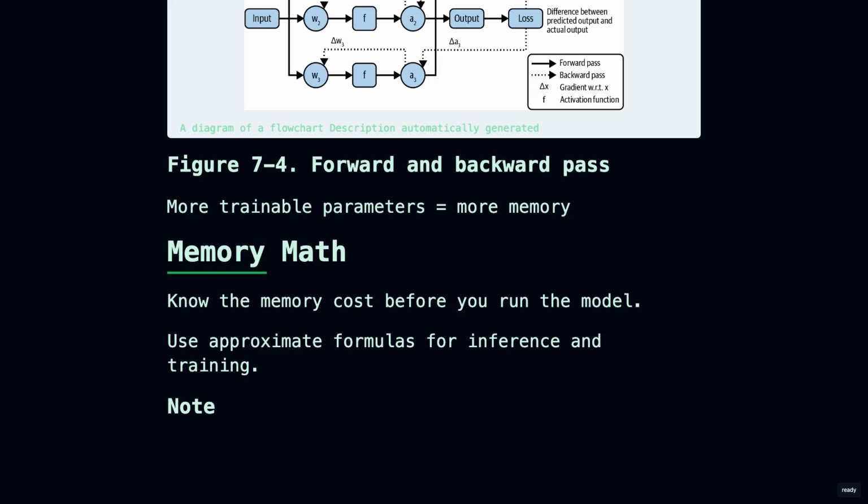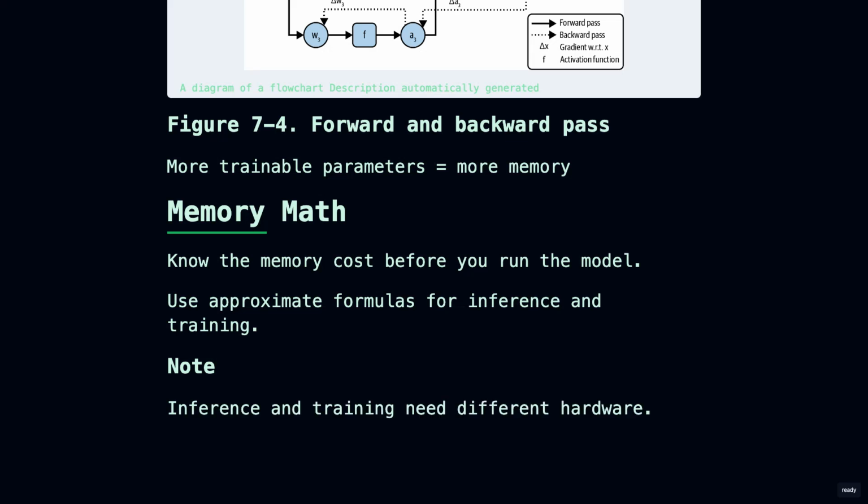Before we get into the formulas, keep one thing in mind. Inference and training stress memory in different ways. That difference is a big reason why training chips and inference chips often look very different. Inference and training do not use memory in the same way, and that affects chip design. We'll use that distinction to build separate estimates for each setting.